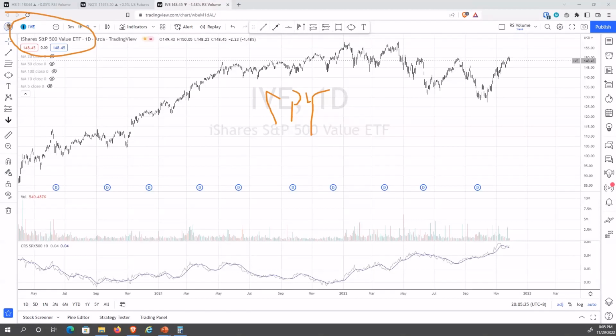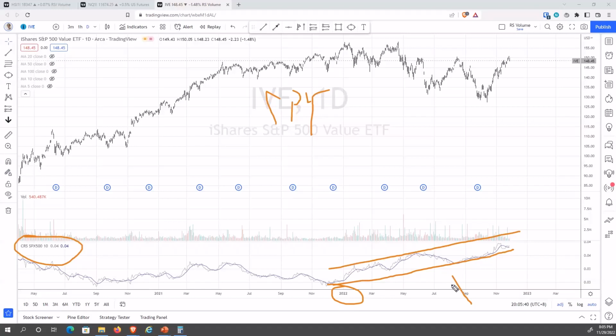You can take a look at the relative strength chart here. This is an uptrend, right? As defined by higher lows and higher highs. So there's certainly a rotation going on that started this year, 2022. We can really tell from these two charts.